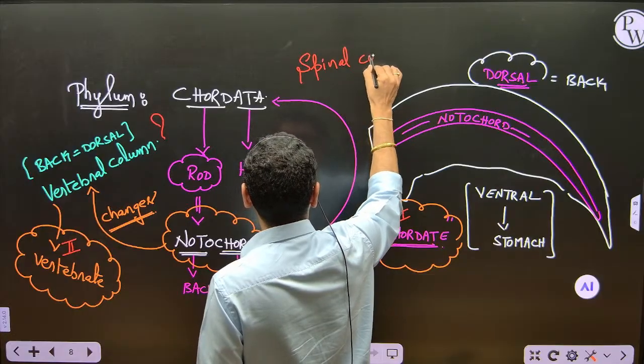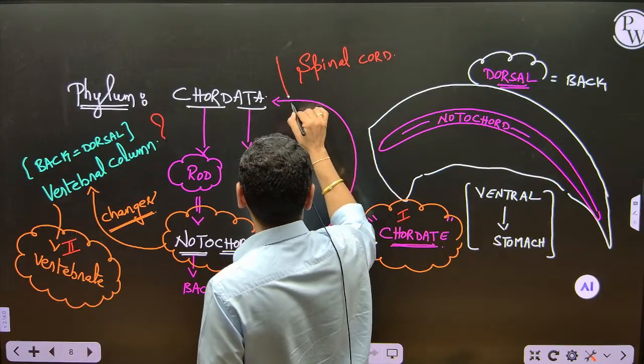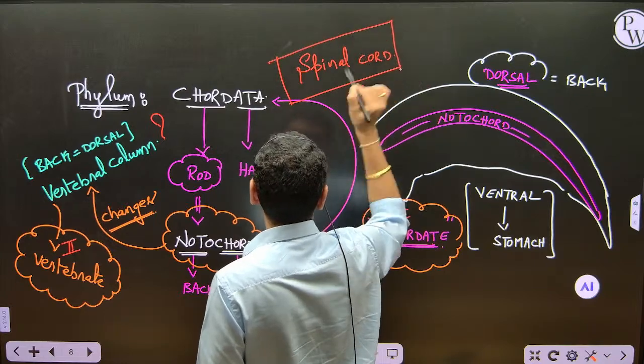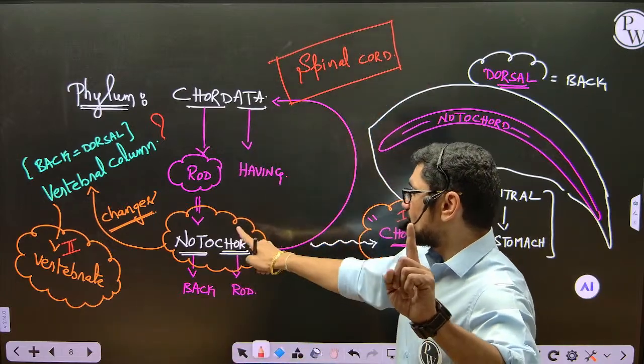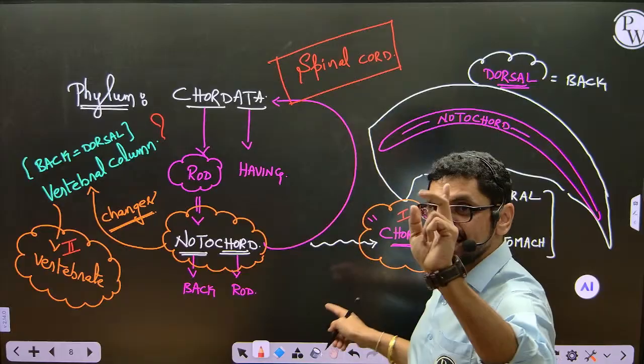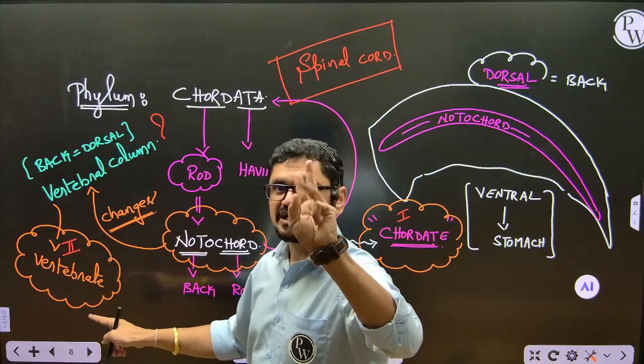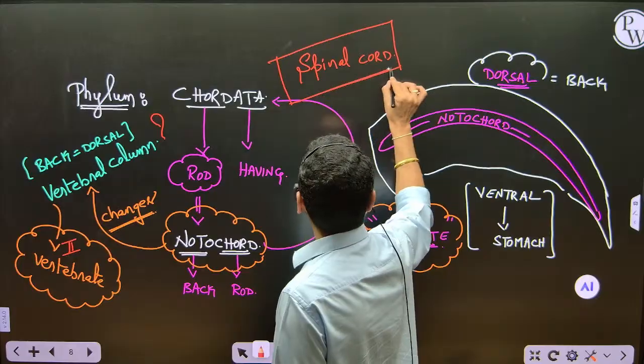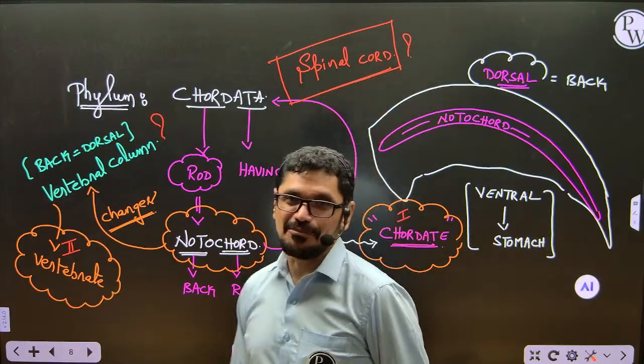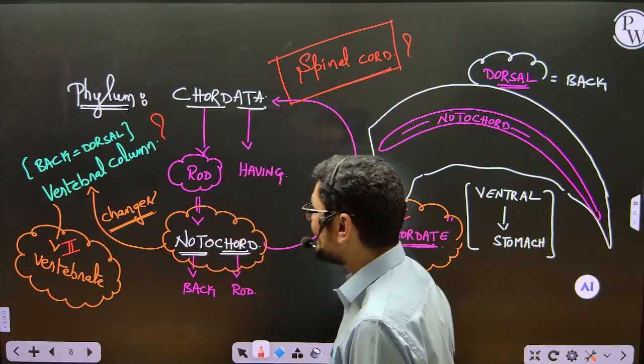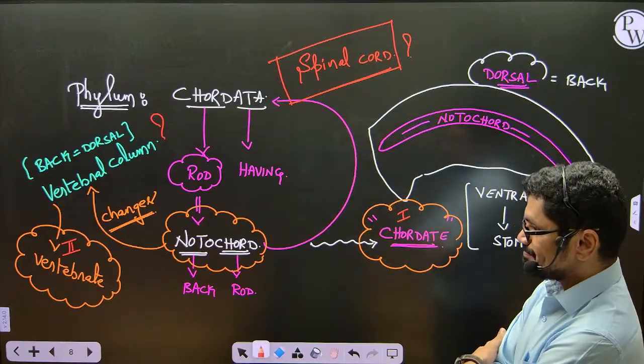Now the third word, I am introducing the third word, spinal cord. Sir, what is this third word? First word, if notochord is present, chordate. Second word, if vertebral column is present, vertebrate. Third word, spinal cord. Sir, from where will the spinal cord form? I will tell you, please wait. Okay, now, please see the board.